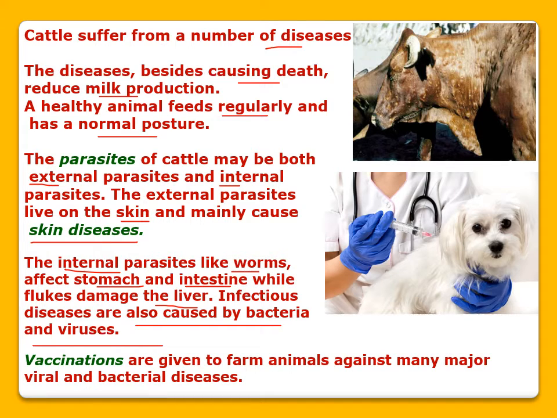So, just to take care of our animals from the diseases, vaccination should be given to the animals, and this vaccination is useful against many major viral and bacterial diseases. So, you see how important it is to take care of our animals if we want to use them for labor work in farms, or we want to use them just to get food in the form of milk and meat.